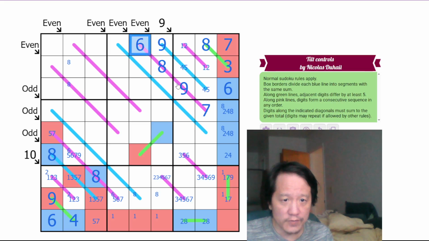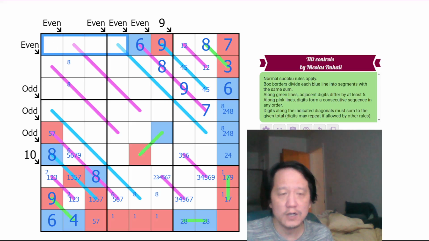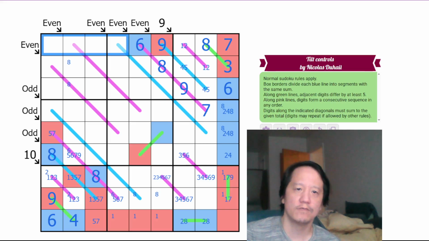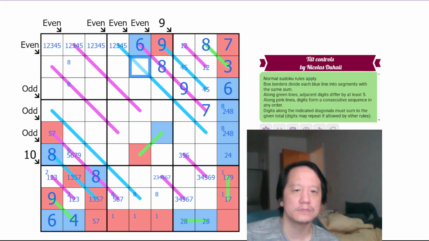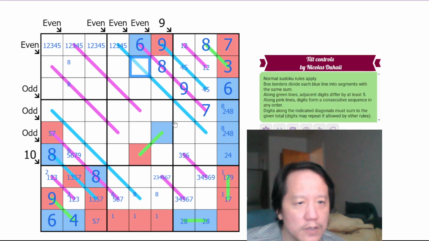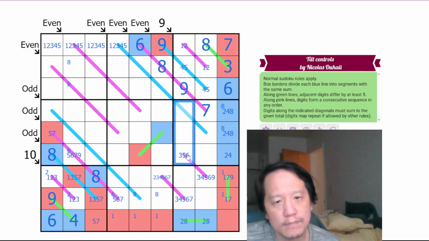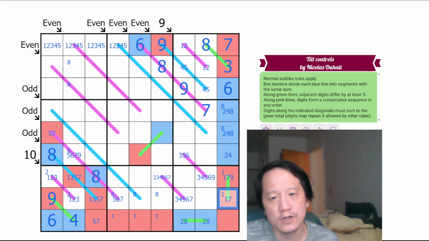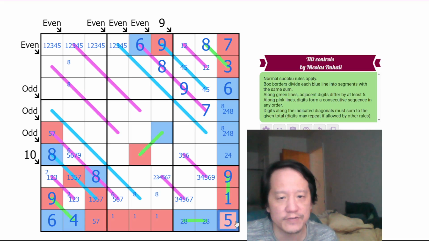So we have an even here. This is odd. The remaining digits in row 1 are 1 through 5. 7 eliminates 7 in the rest of column 9. So this is 1. This can't be 1 or 7. It's 9. That leaves that as a 5.